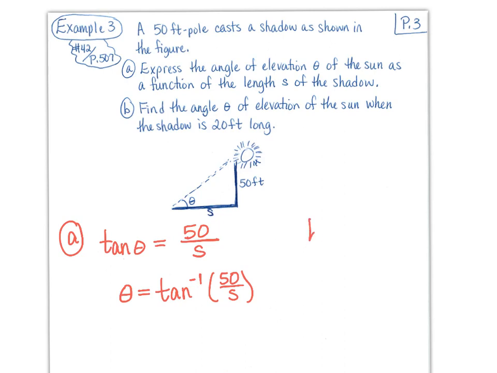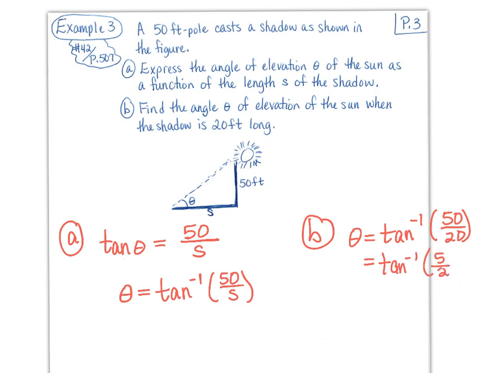Now for part B, where we have to find the angle theta of elevation of the sun when the shadow is 20 feet long, what do we do here? Now what do we do? Plug in 20 for S. So that would give us theta equals tangent inverse of 50 over 20, or 5/2. And what is that, approximately to the nearest tenth? 68.2 degrees. Good, 68.2 degrees.